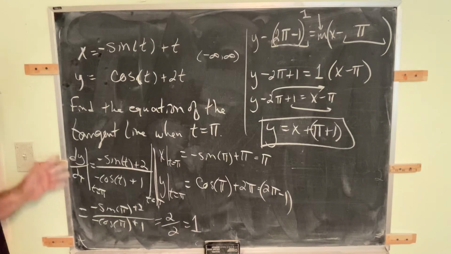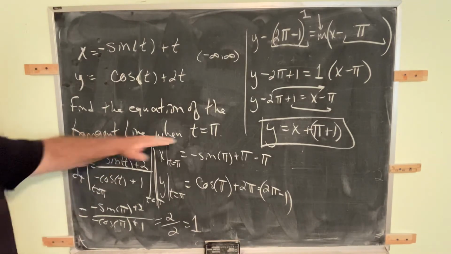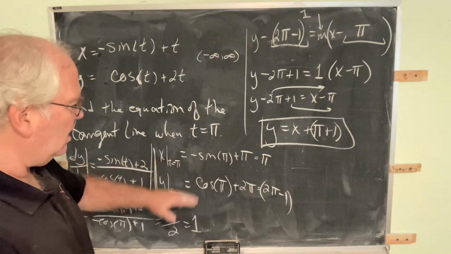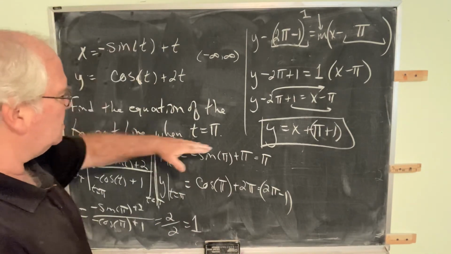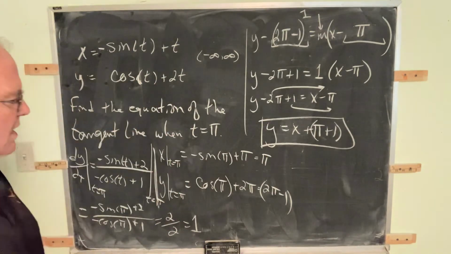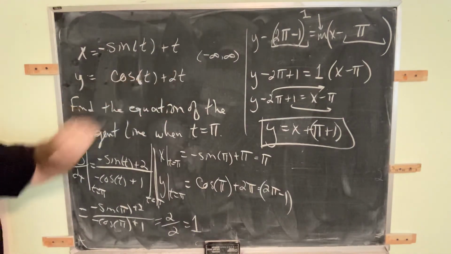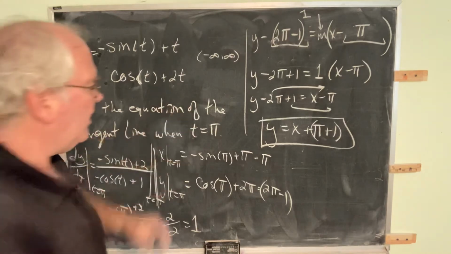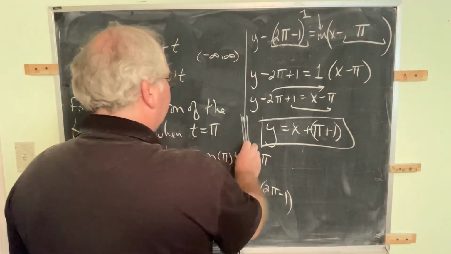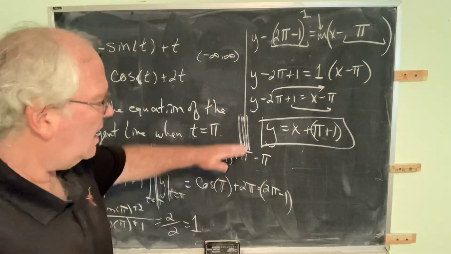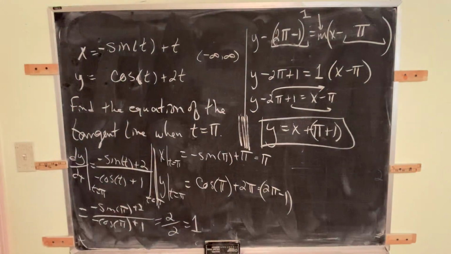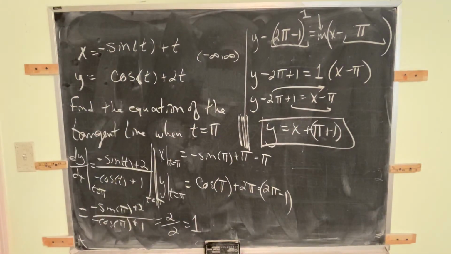So it's straightforward. Find the derivative, evaluate it at the required quantity, and then find the individual points on the curve: evaluate the original functions at the given quantity for t, and plug the values into the point-slope form, and you should be good to go. Remember that for any course I teach, when you're asked to find the equation of a line, with a few exceptions, it needs to be in slope-intercept form. So make sure you express your final result in slope-intercept form.